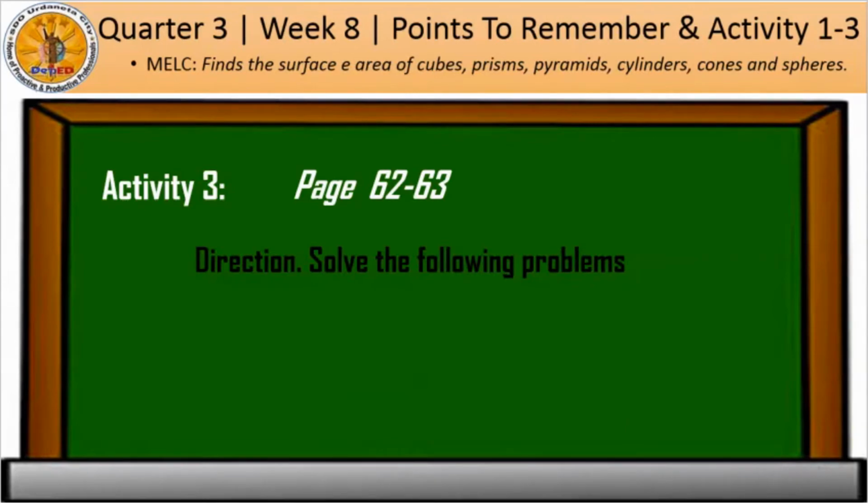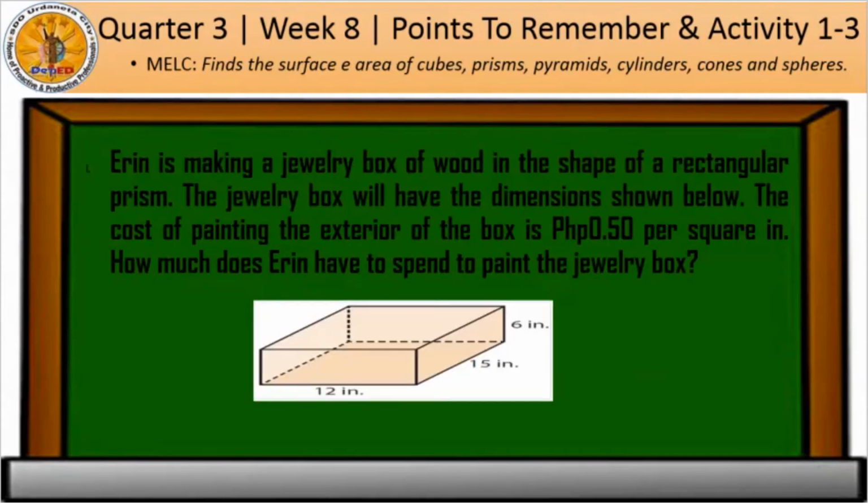Activity number 3 is on page 62 to 63. The direction is to solve the following problems. Let us try number 1 in your activity number 3. Let us read the problem. Aaron is making a jewelry box of wood in the shape of a rectangular prism. The jewelry box will have the dimensions shown below. The cost of painting the exterior of the box is 50 cents per square inch. How much does Erin have to spend to paint the jewelry box?